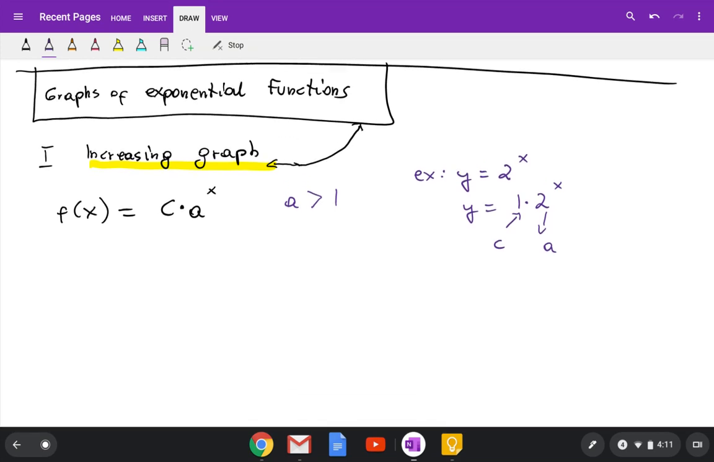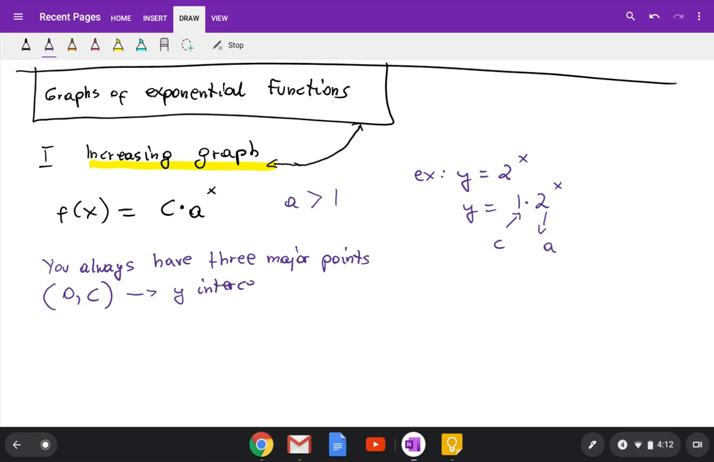What is important, and I recommend you memorize that, you always have 3 major points. Just memorize them. 0, comma c, which is the y-intercept. 1, comma a, and negative 1, comma 1 over a. We are always graphing with those 3 points.